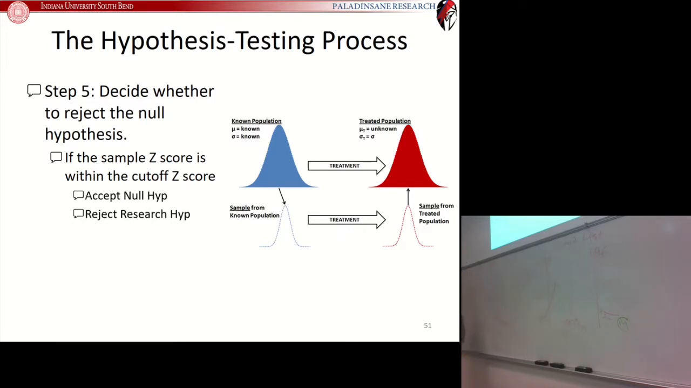You will be surprised how many students do step 1 correctly, step 2 correctly, step 3 correctly, step 4 correctly, and then fumble at the 1 yard line on step 5. And it's because they're not using these slides. So once we get to this point, we have our distribution, we have our cutoff scores, we found where our mean is. Even if you know and understand nothing about hypothesis testing, it is still very straightforward to say, if the sample z-score is within the cutoff z-score, nope, no it's not. So I'm not going to do this.